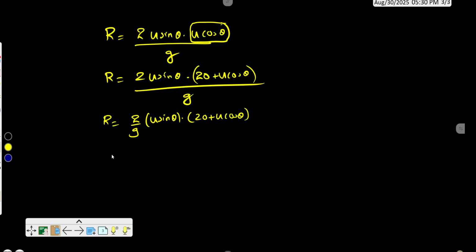Now let us differentiate. If I differentiate this equation with respect to theta, dr by d theta would give me 2 by g, which is a constant, it will be as it is. Now this is a u into v method.